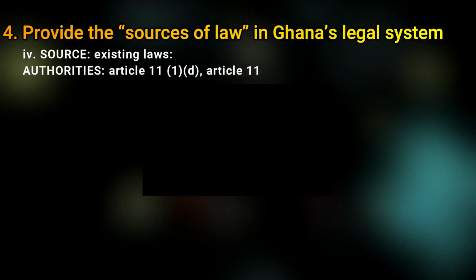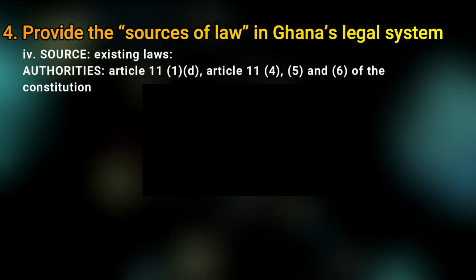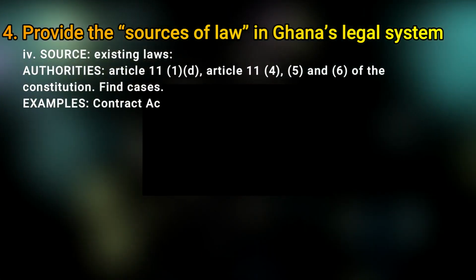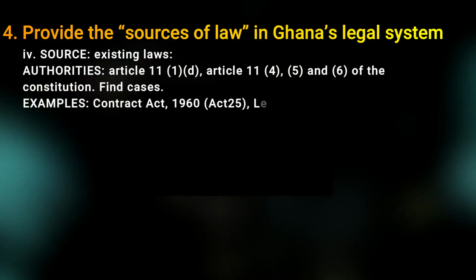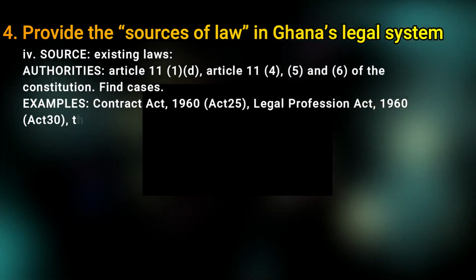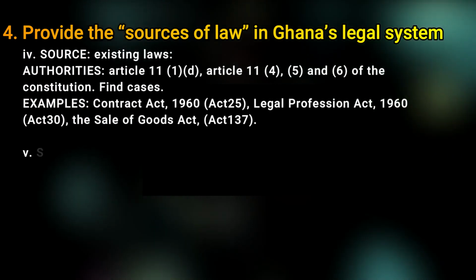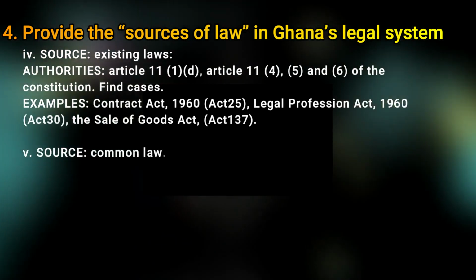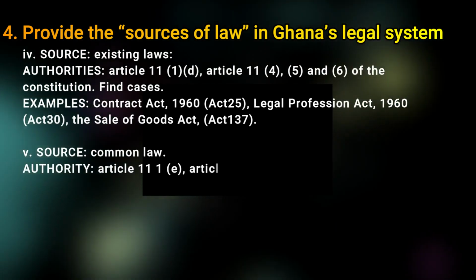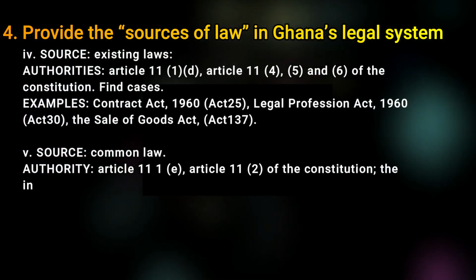This can be found under Article 11(1)(d), Article 11(4), (5), and (6) of the 1992 Constitution. Please do well to find cases which talk about the existing law. Some examples of the existing laws are the Contract Act of 1960, Act 25, the Legal Professions Act 1960, Act 30, and the Sale of Goods Act 1962, Act 137.